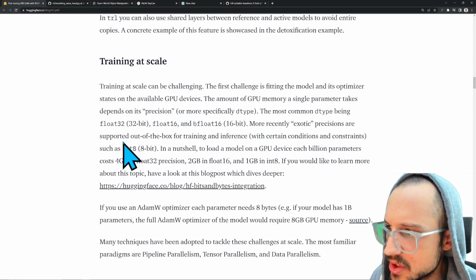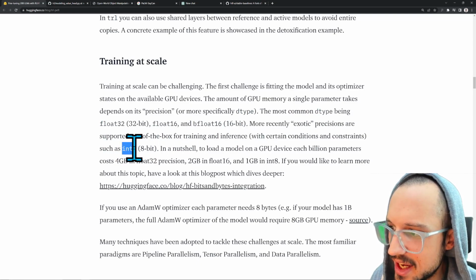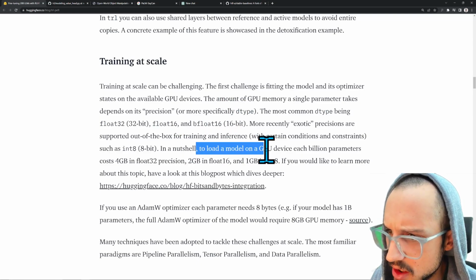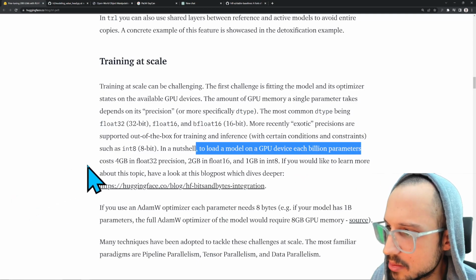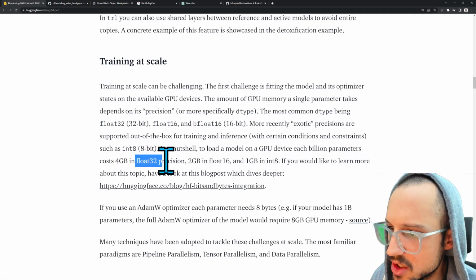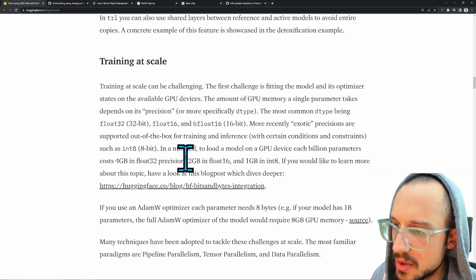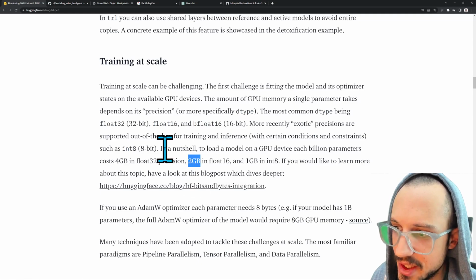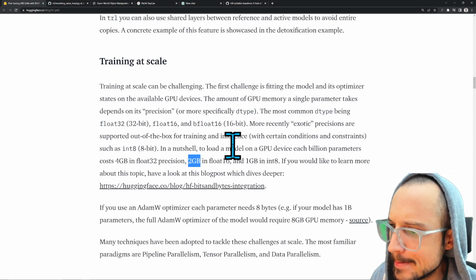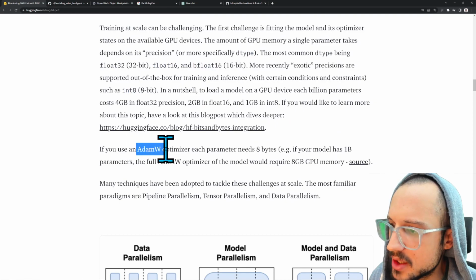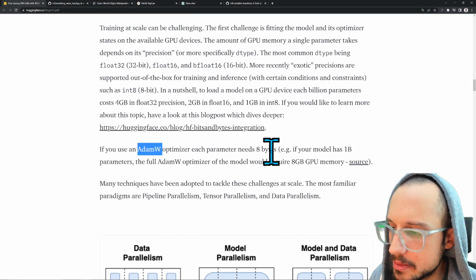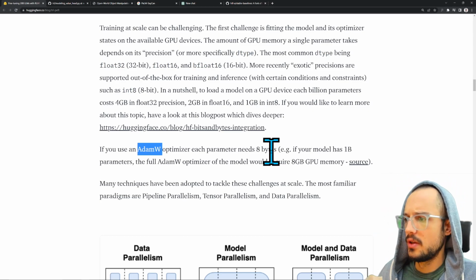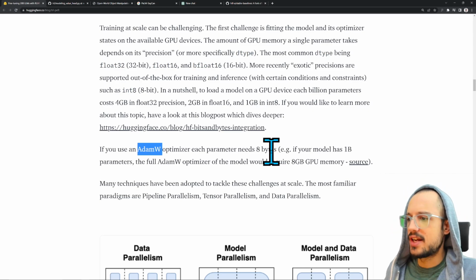More recently, exotic precisions are supported out of the box for training. So int8, and I've even seen 4-bit as well. In a nutshell, to load a model on a GPU device, each billion parameters costs 4 gigabytes in float32 precision, right? And if you go from 32 bits to 16 bits, you halve the amount of memory required to put that in memory. If you use the AdamW optimizer, which is a very popular, common optimizer. Many techniques have been adopted to tackle these challenges at scale.